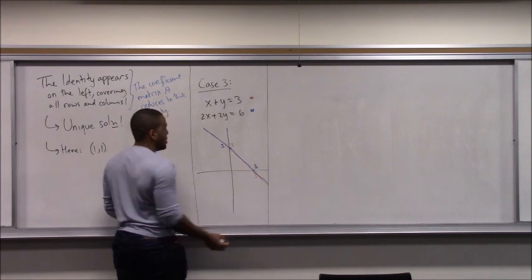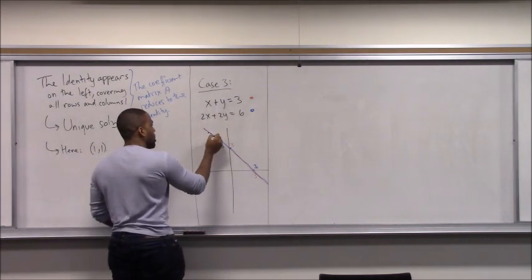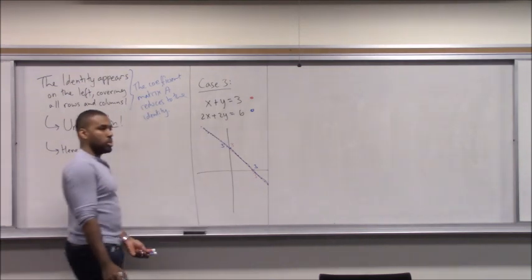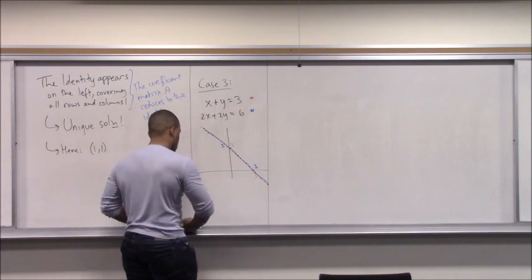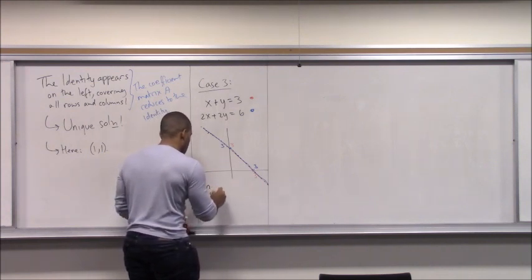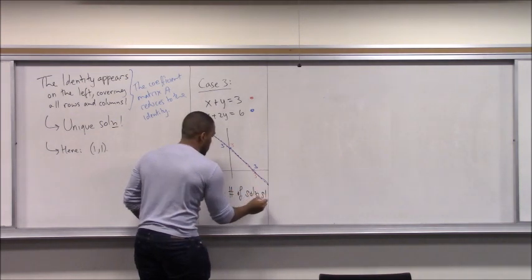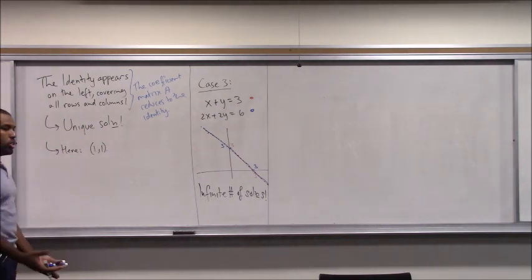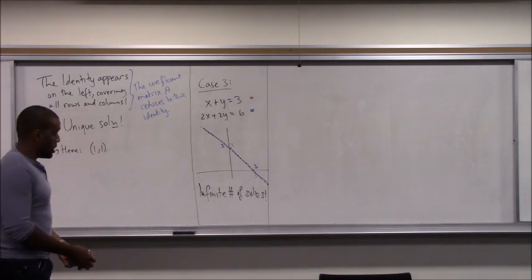And what you realize happens is, it's exactly the same line. Literally every single coordinate along this line is a solution. Right? There'll be an infinite number of solutions. Because in fact, they just looked different, but they're not different. They're actually the same line. So that's the third case you can end up in.